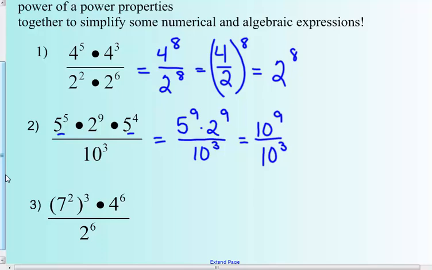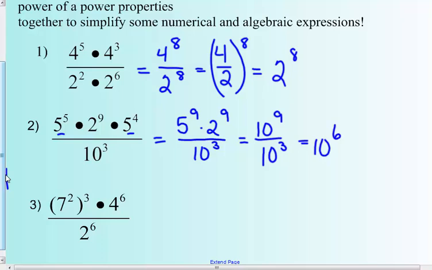Well, that further simplifies because that's a quotient of a power. So we have the same base, 10, keep that, and subtract the exponents. 9 take away 3 would give me 10 to the 6th. Number 3, so hopefully you're copying these. If you haven't, please copy these down.